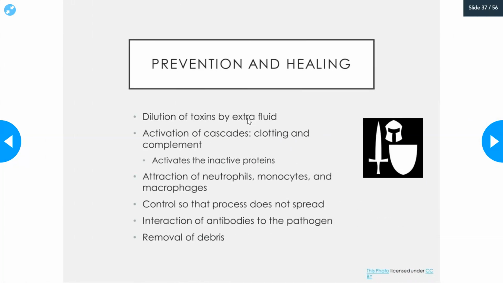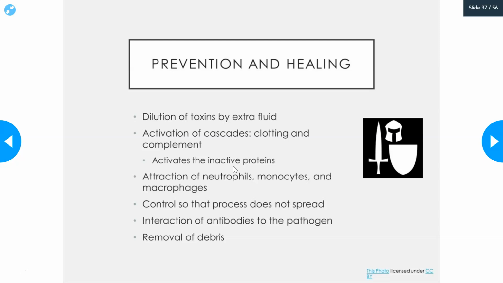A little bit about prevention and healing. One of the things the body does, if there's any toxin, is try to dilute toxins with extra fluids. It can activate different cascades, a clotting cascade and a complement cascade. The way they turn those on is they activate inactive proteins that are floating in your body to release complement or to form clots. There's also the attraction of neutrophils, monocytes, and macrophages to the area to start the healing process.